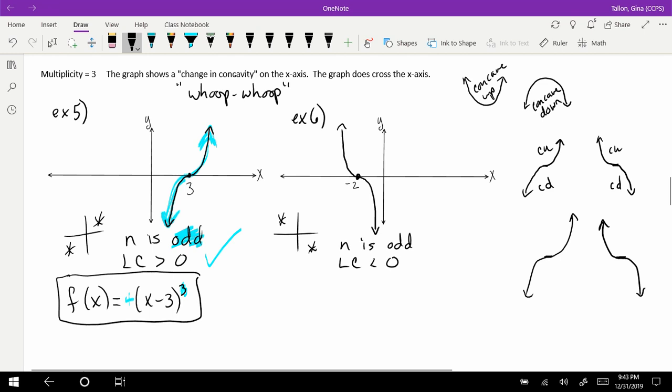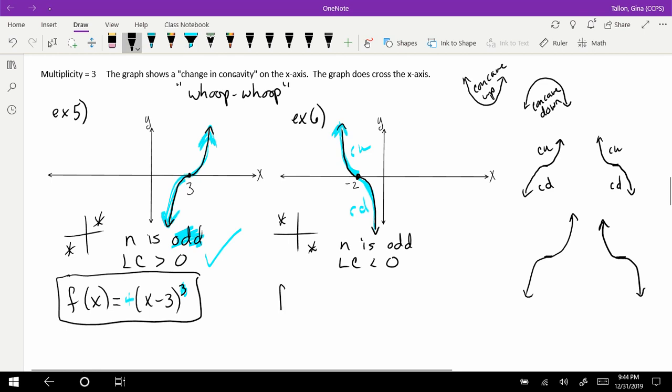It's almost like example 5 had some kind of a vertical reflection, and the vertical reflection is what you get by imposing a negative sign on the outside of your function. So leading coefficient is negative. All right, let's go right ahead and start seeing what we can see on this function. Do you notice to the left of negative 2, this function is concave up, and to the right of negative 2, this function is concave down? So we do definitely have a change in concavity.